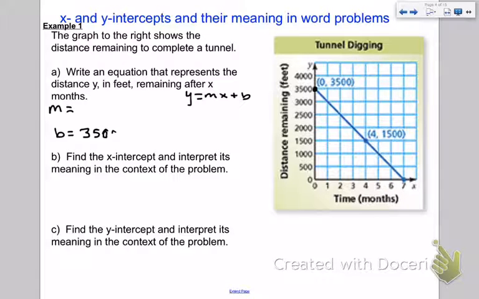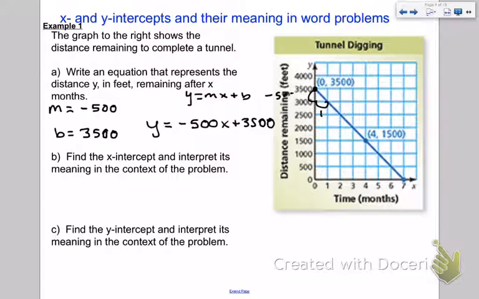Now I need to use rise over run to calculate the slope. I'm going down 500 for every 1 month, so my slope is negative 500. If I write my equation, y equals negative 500x plus 3,500. Again, that's just looking at my intercept and calculating rise over run to find the slope.